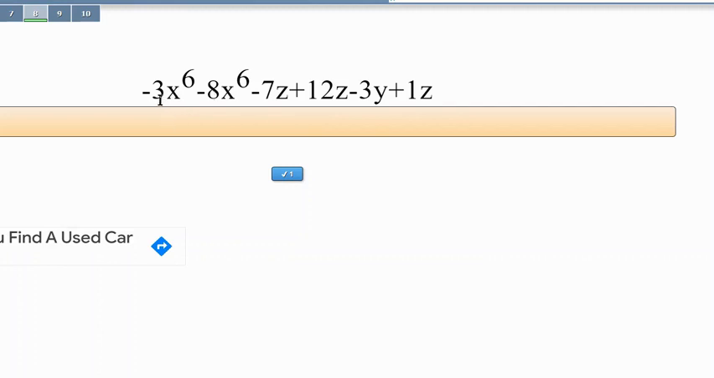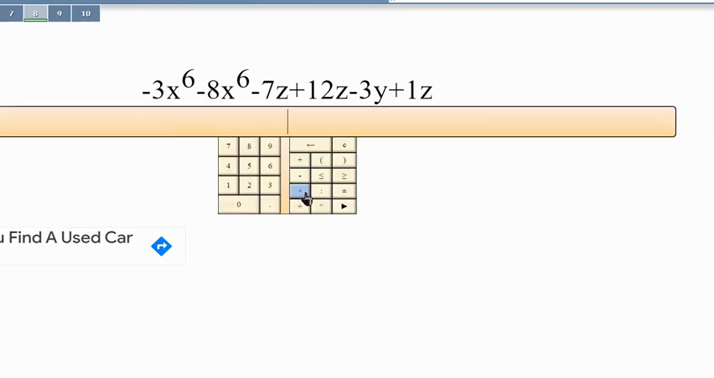So what I can do is use my calculator just to solve negative 3 minus 8. Negative 3 minus 8 is negative 11 x to the 6th power. Notice that I don't do anything with this 6. I only copy my 6. I don't add it. I do nothing to it. I just copy it.